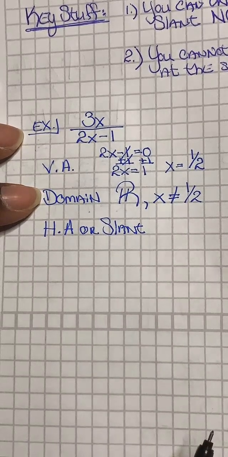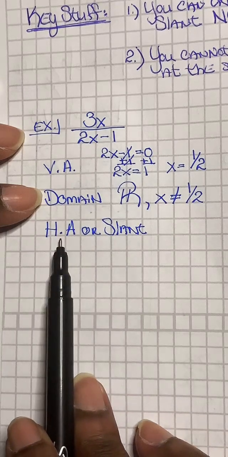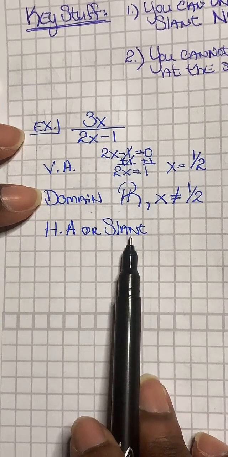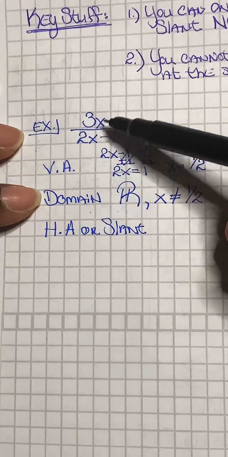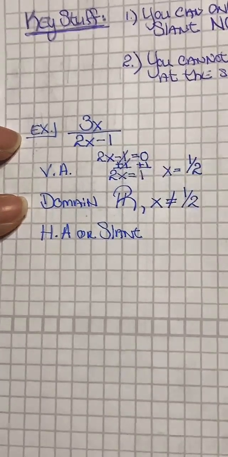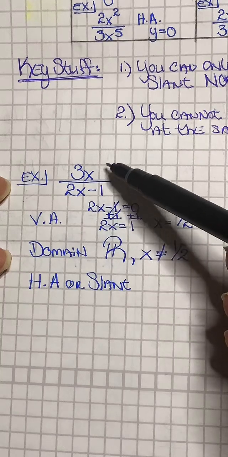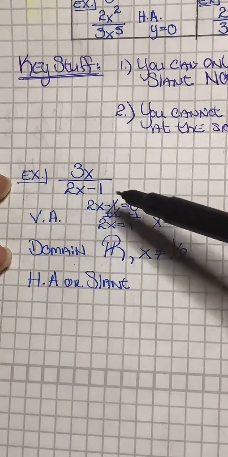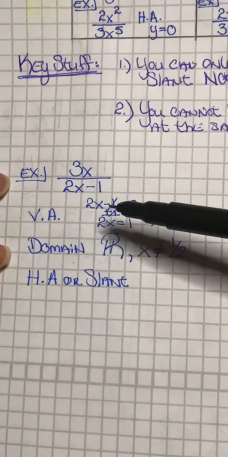So now, I want to know if it's a horizontal asymptote or a slant. The way I can tell is look at the degrees. What do you notice about the degrees? Let me lower this down a little bit. What do you notice about the degrees? The degree in the numerator and the denominator.